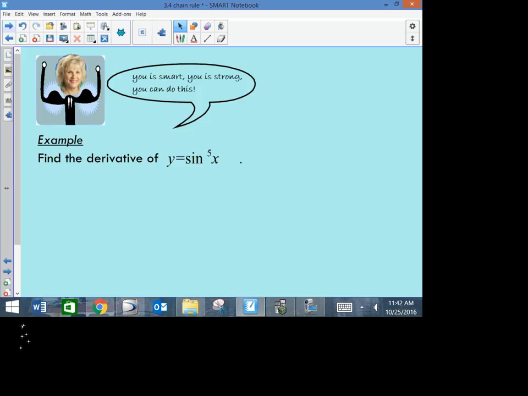All right. Find the derivative of y equals sine to the fifth x. Okay. Now, remember this is the same as sine of x to the fifth. We just write it like that. Okay, so is it a chain rule? No, it's one chain. So it is a chain rule. Yes. What is the composite function?